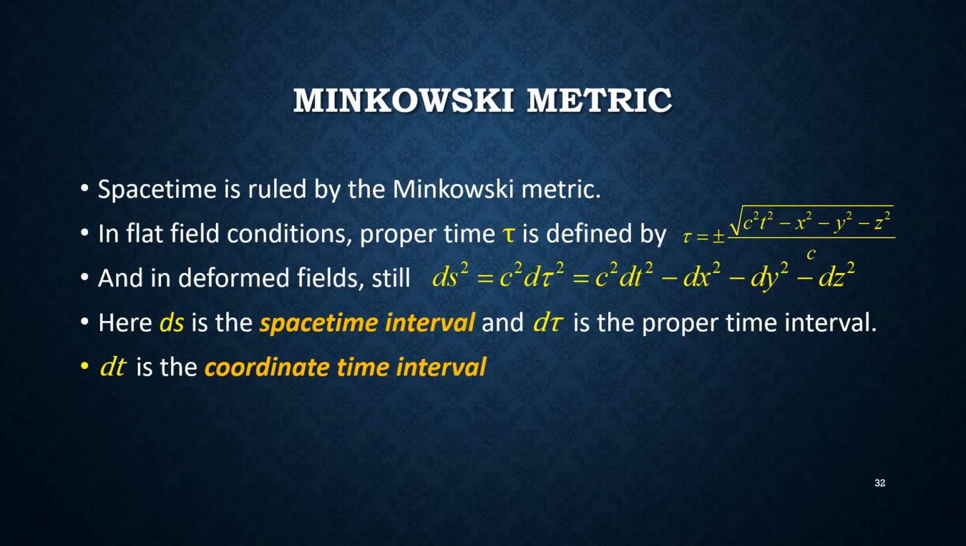Space-time is ruled by the Minkowski metric. In flat field conditions, proper time tau is defined by, and in deformed fields, still. Here ds is the space-time interval and d tau is the proper time interval. dt is the coordinate time interval.